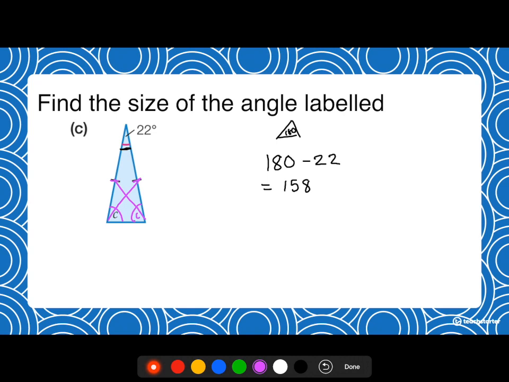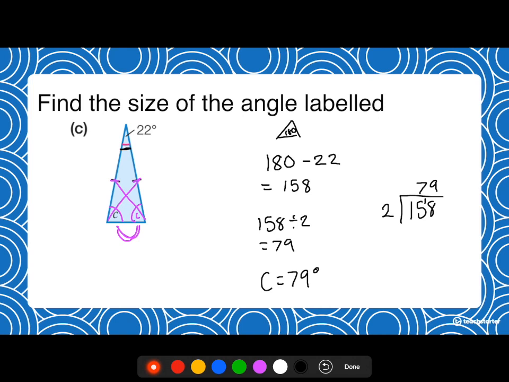So I have to split 158 degrees between these two. So I'm going to do 158 divided by 2. And I'm going to say that's 79 degrees. 158 divided by 2 equals 79. So C must equal 79 degrees. So sometimes we need to use our triangle knowledge to answer the question.